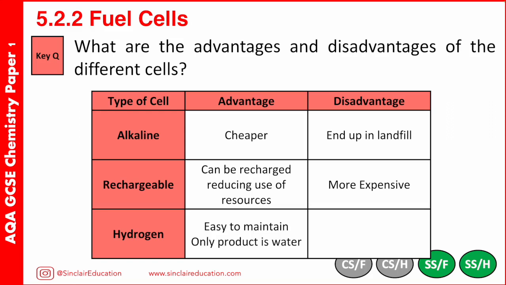Hydrogen fuel cells are easy to maintain, and what we're going to find is the only product is water, so we're not going to have any harmful chemicals produced in any way. However, hydrogen fuel cells are expensive, we need hydrogen, which can be difficult to obtain, and hydrogen itself is also flammable, so it causes a safety concern.